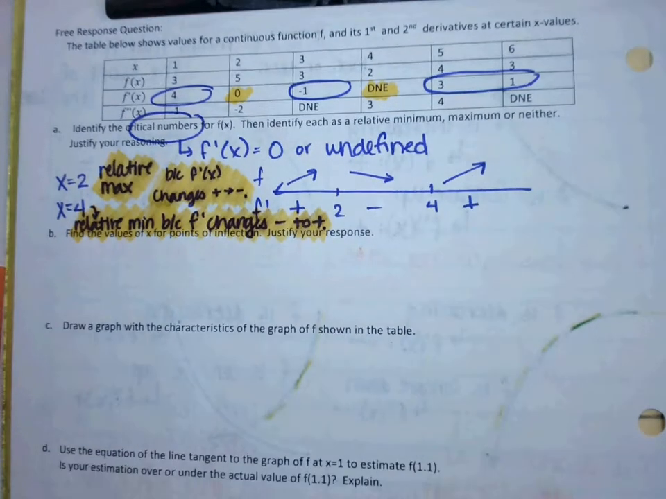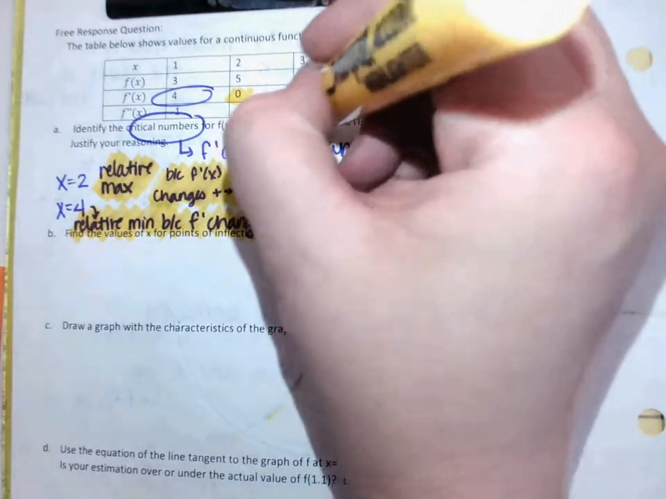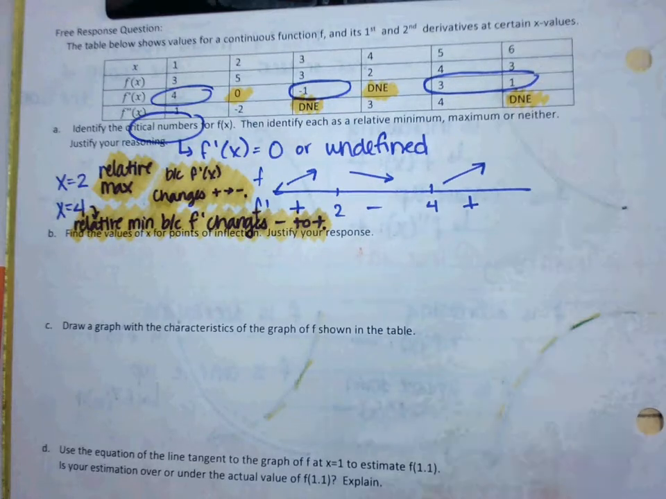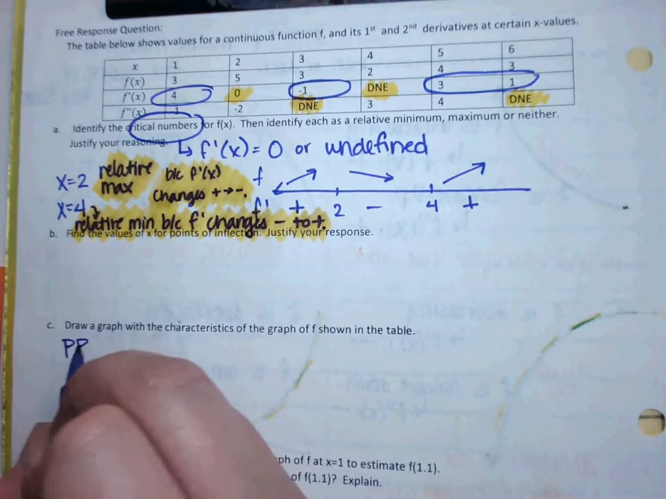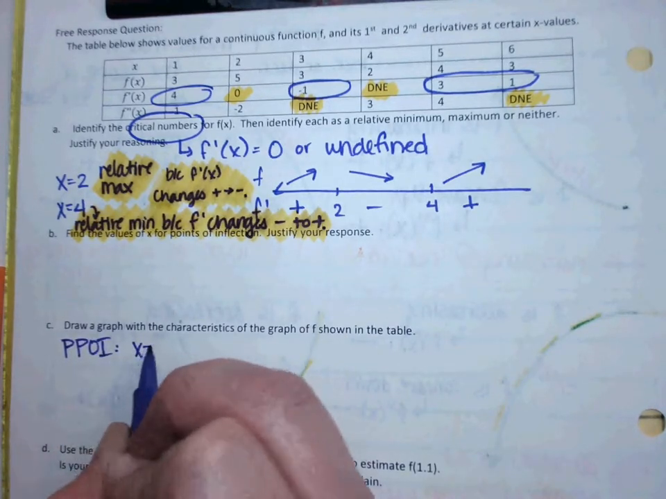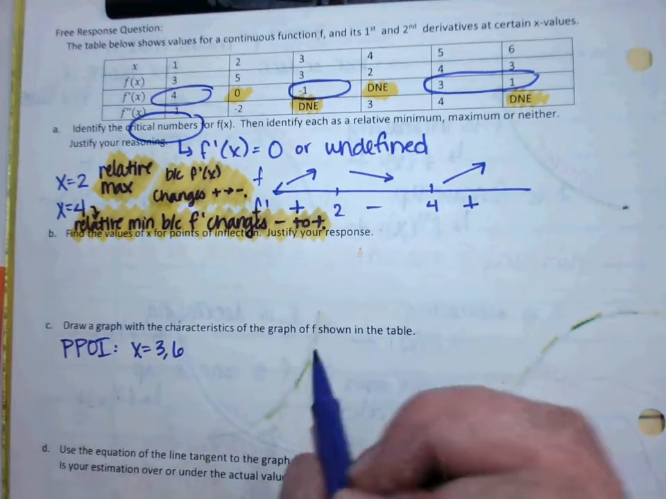Okay, now, next thing it asks me to find are my points of inflection. How do I find my possible points of inflection? What derivative should I be looking at in the chart? F double prime. Where is F double prime 0 or undefined? At 3 and where else? Yeah, 6. Good. So 3 and 6 are my PPOIs. PPOI, 3 and 6. Set up your line chart.